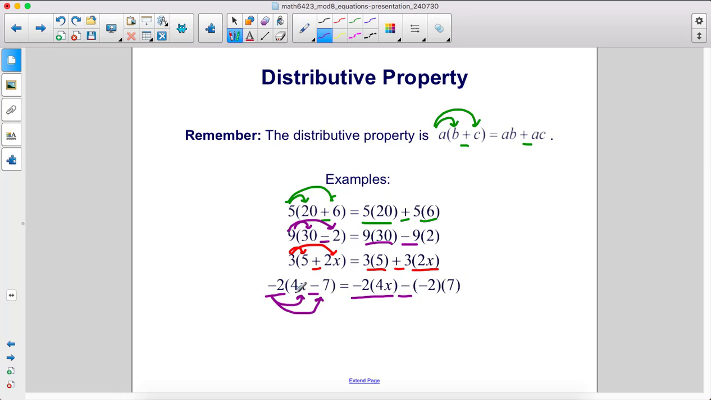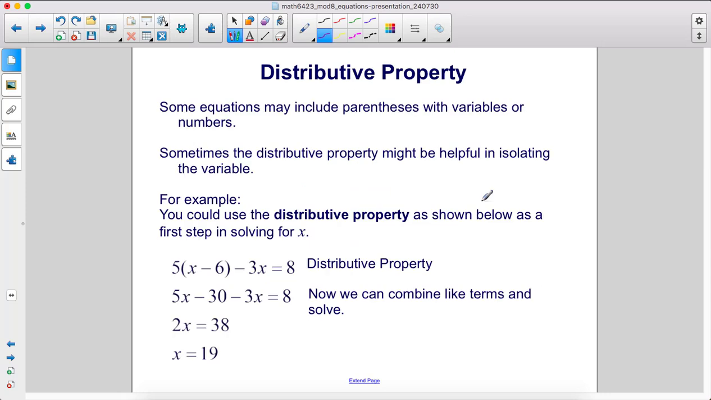So that's important. Don't add too many negative signs in here. Some equations may include parentheses with variables or numbers. Sometimes the distributive property might be helpful in isolating the variable. For example, you could use the distributive property as shown below as a first step in solving for x.